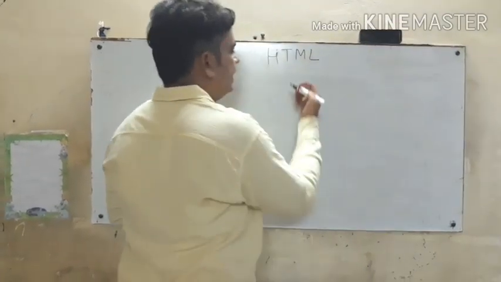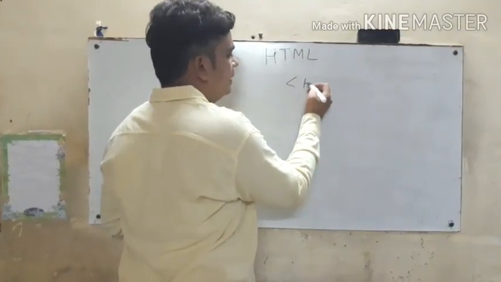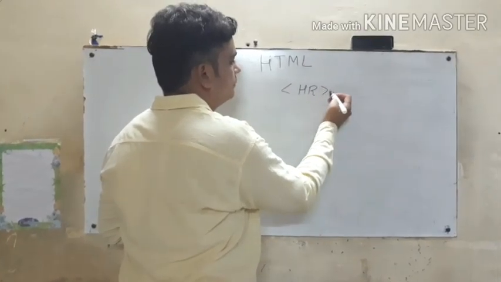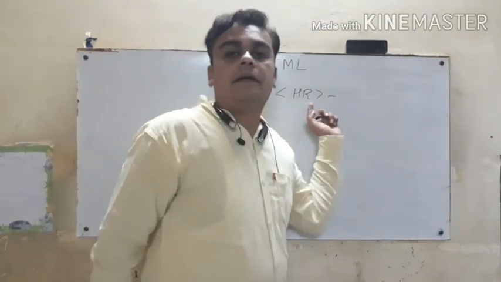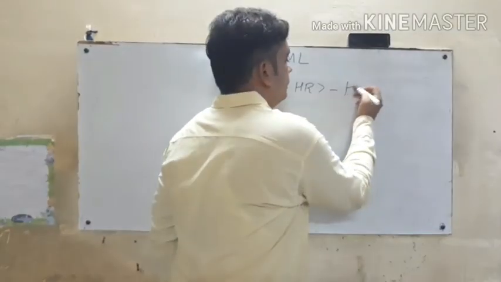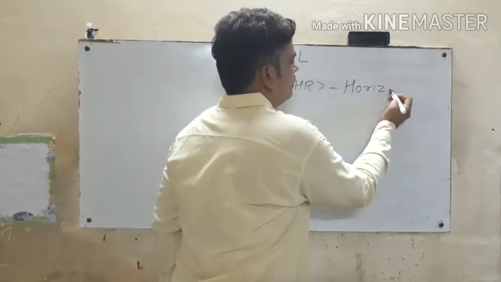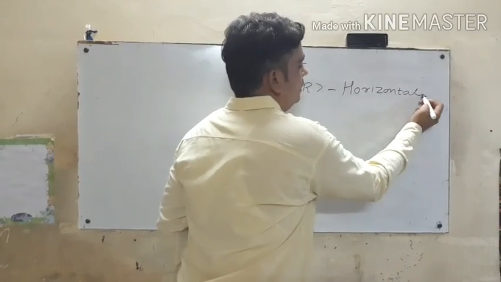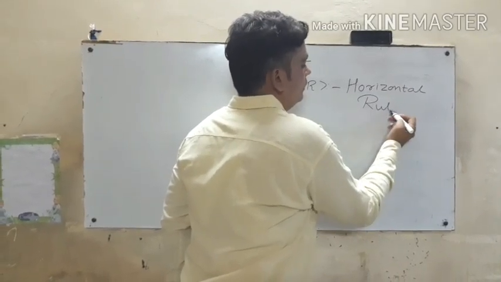Our next tag is the HR tag. HR stands for horizontal ruler.